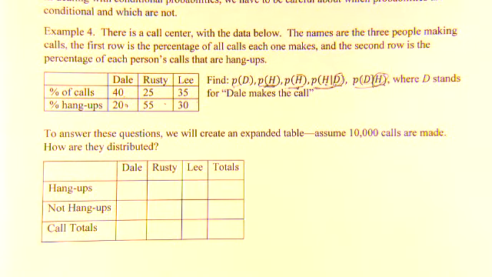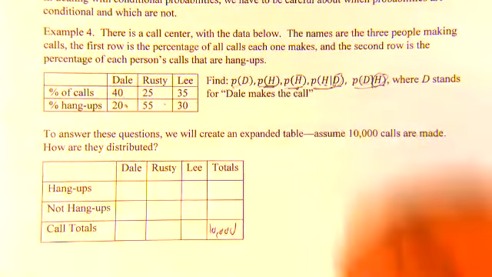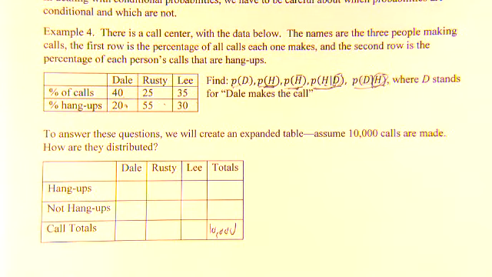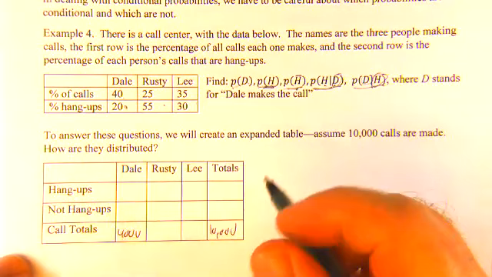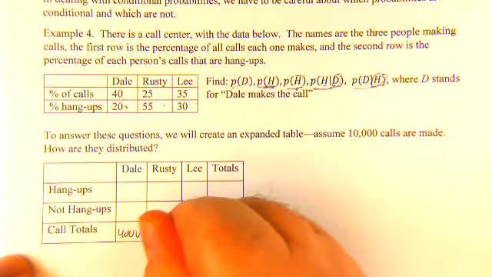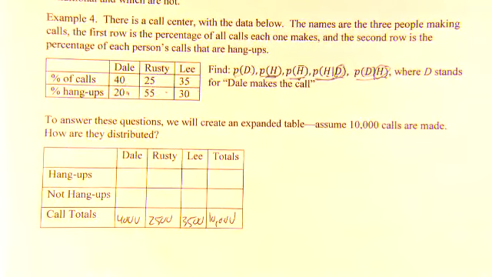So there are a couple different ways to deal with this. I'm going to assume 10,000 calls are made, and then I'm going to try and figure out what goes where. So 10,000 calls are made. Dale makes 40% of them, so he makes 4,000 calls. Rusty, 2,500. Lee, 3,500. Or she, I don't know the gender of any of these people.